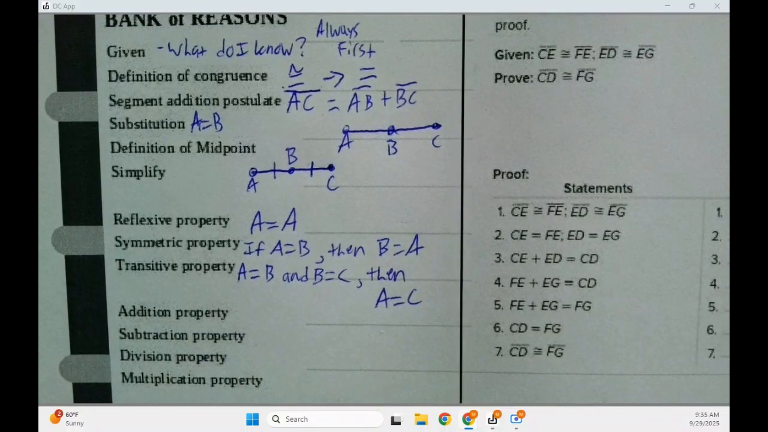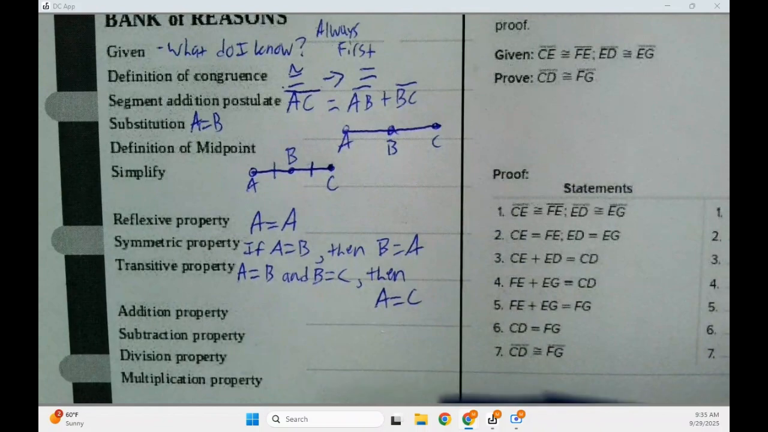So what questions do you guys have about the reflexive, symmetric, or transitive properties here? Last part, and then we'll do example 1.